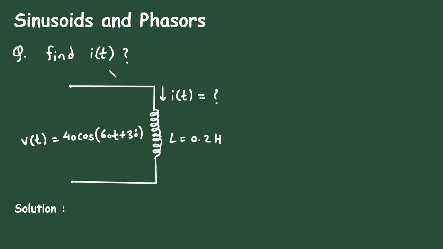In this video, we will see an example on sinusoids and phasors. Question: find I of t. Here we have to find this I of t. Voltage is given. V of t is equal to 40 cos 60t plus 30 degree. The value of inductance is given. L is equal to 0.2 Henry. We have to find I of t, that is current in time domain format.